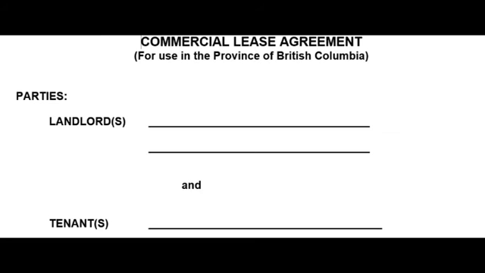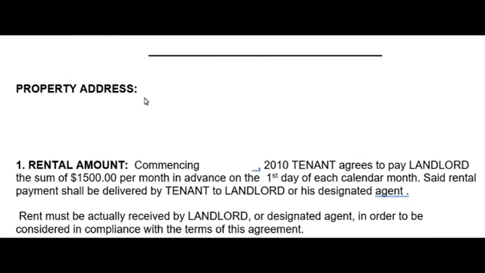Commercial lease agreement for use in the province of British Columbia. So right over here, this is the parties. Put the landlords in these two lines. Going down, and tenants, put them on these lines. Then put in the property address.